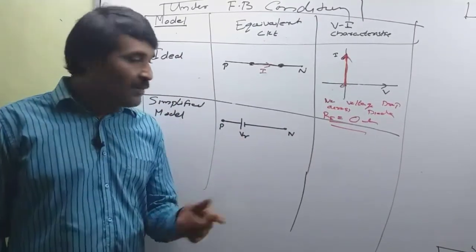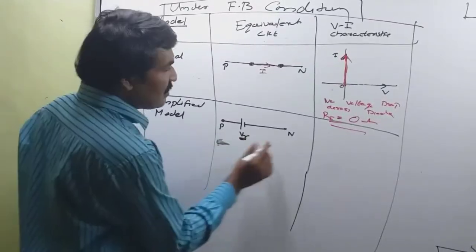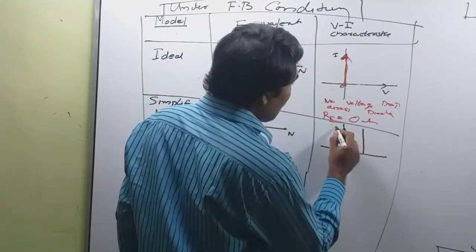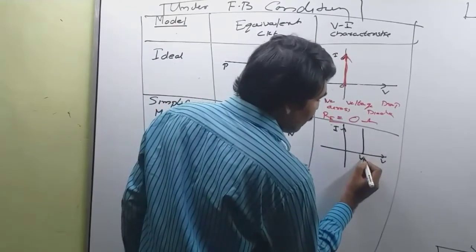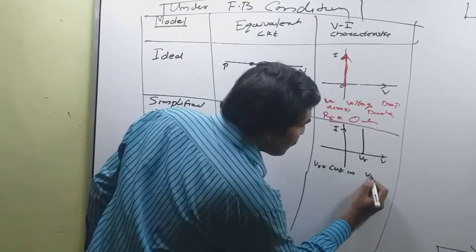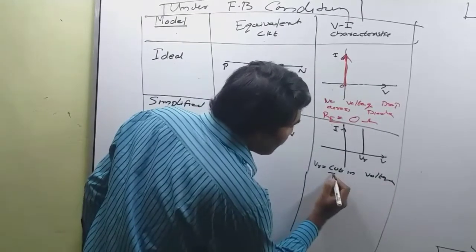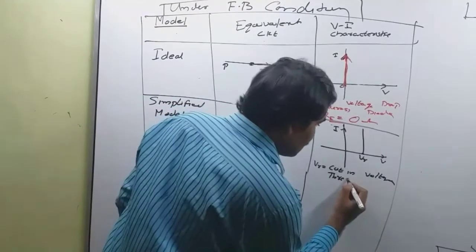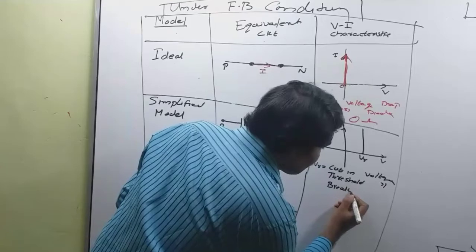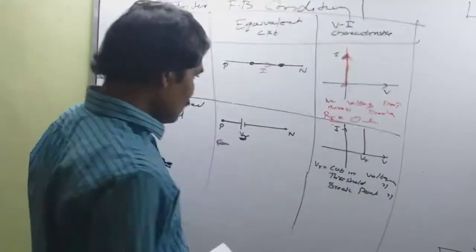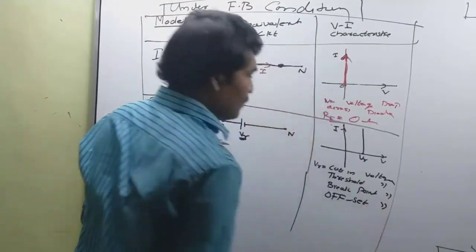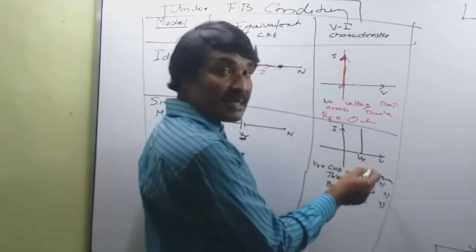For a practical diode, it will offer some barrier potential. The characteristics are like this. This is I, V, and this voltage is VR. VR is the cut-in voltage or threshold voltage, breakpoint voltage. It is also called offset voltage. So this is a practical case of a diode.